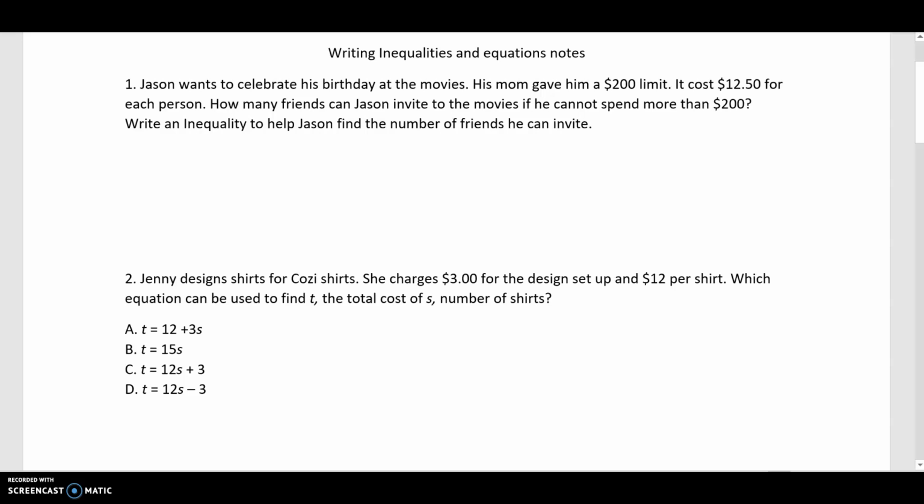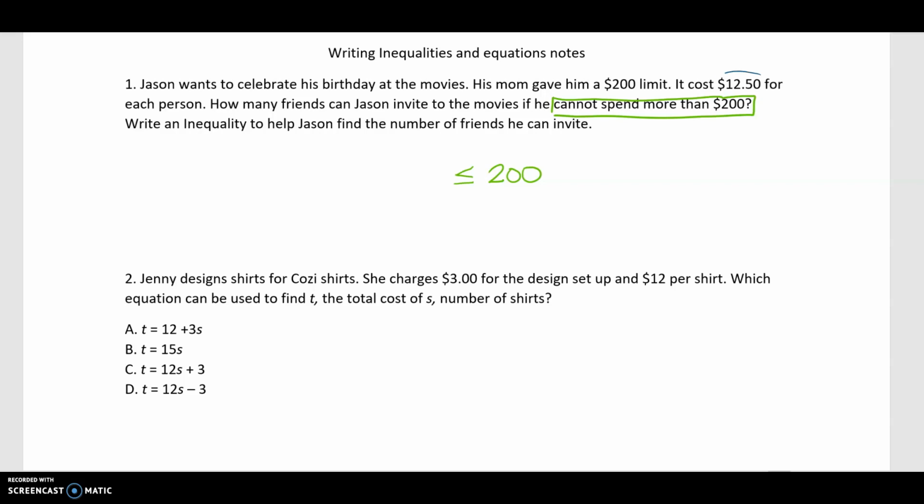All right, so it tells us twice that he has this $200 limit, and it says he cannot spend more than $200, okay? So we have $200 and he cannot spend more than. So he can spend less than. It says he can't spend more than, so he can spend exactly $200. And he wants to celebrate his birthday, and she gave him a $200 limit.